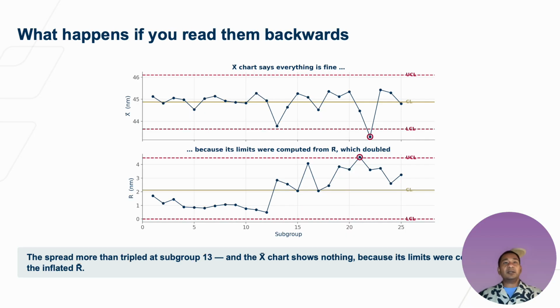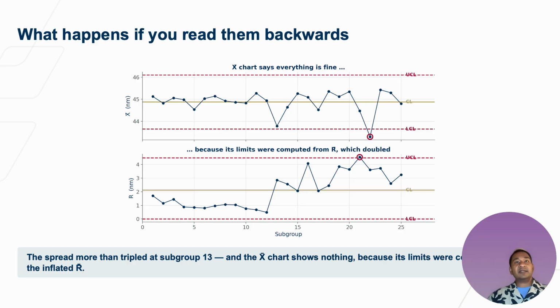Here is what going in the wrong order costs you. Same process, but at subgroup 13 the within-lot spread more than triples. The mean does not move at all. The X bar chart shows nothing, not a single point outside the limit, no run rule violation. If you looked at it alone, you would sign off and go home. But the R chart is screaming.